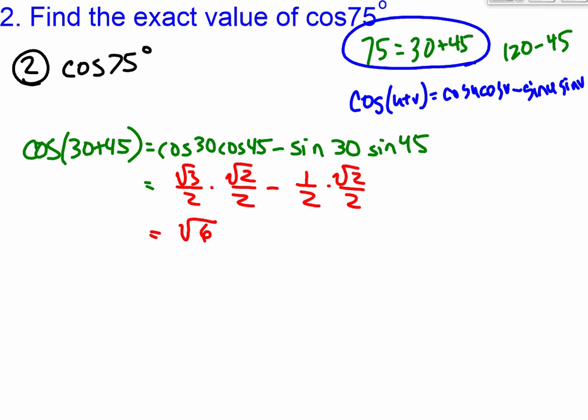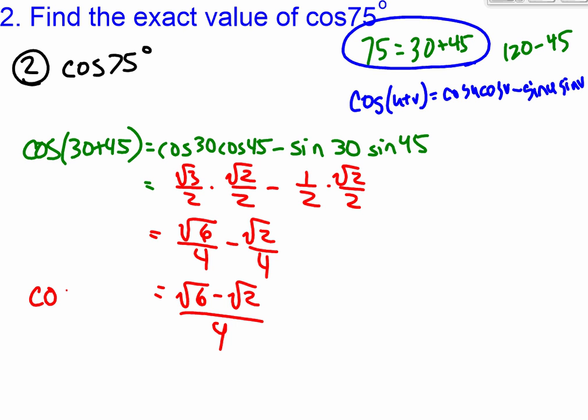So this one's square root of 6 over 4 minus square root of 2 over 4. So square root of 6 minus the square root of 2, over 4, is the exact value of the cosine of 75 degrees.